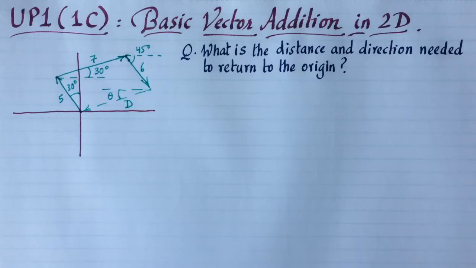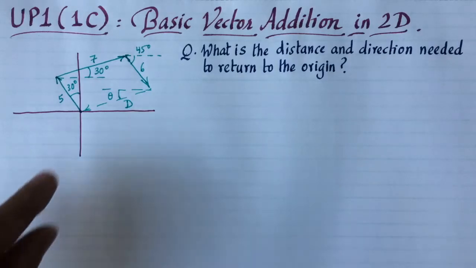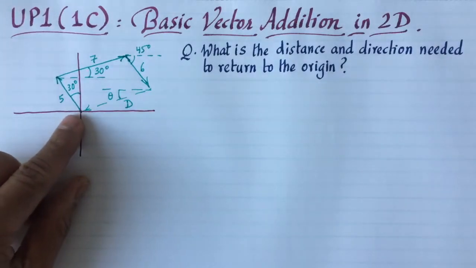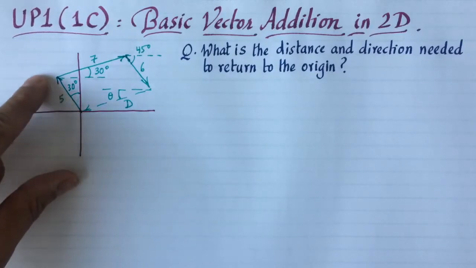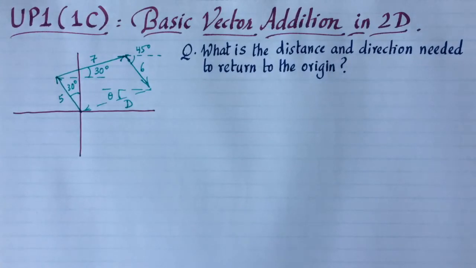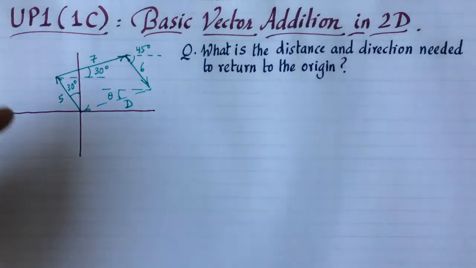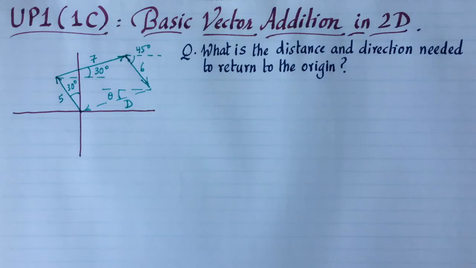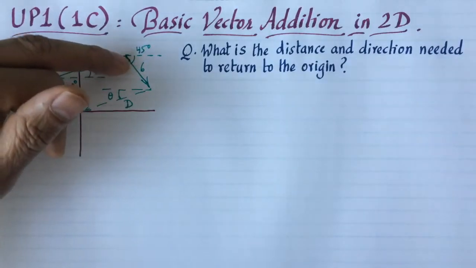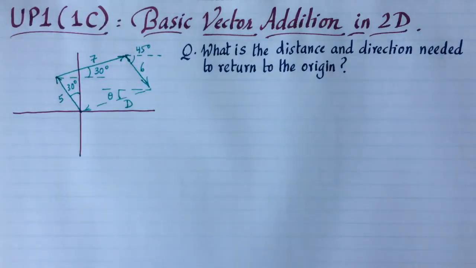The problem I have here is you have a particle or a person walking a certain distance, let's say 5 units. It can be 5 miles if you like, at an angle of 30 degrees with the y-axis, and then you turn around and walk another 7 miles at an angle of 30 degrees like that. Then you turn around and turn 45 degrees to the south and walk another 6 miles.